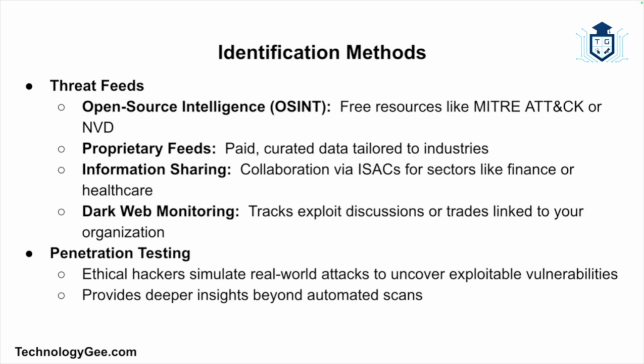Next, we have what are called threat feeds. Threat intelligence feeds keep us informed about the latest vulnerabilities and attack trends, and they come in several forms. The first one is called OSINT, or open source intelligence. This is freely available resources like MITRE ATT&CK or the National Vulnerability Database. Then we have proprietary and third-party feeds, which are subscription-based services that offer in-depth curated threat data tailored to specific industries. We have information sharing organizations.